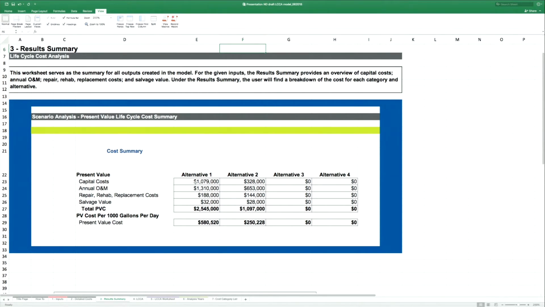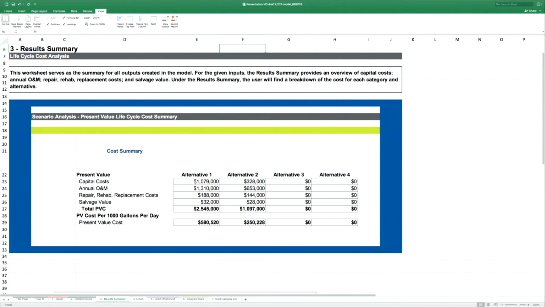Then there's going to be rehab costs that occur that the city would bear the costs at $188,000. Alternative 2, all of these costs are being borne by the regional water district in terms of the construction and the rehab. And then there's salvage value that are almost the same here, 32,000 versus 28,000. So the total present value costs, they're obviously an order of magnitude different.